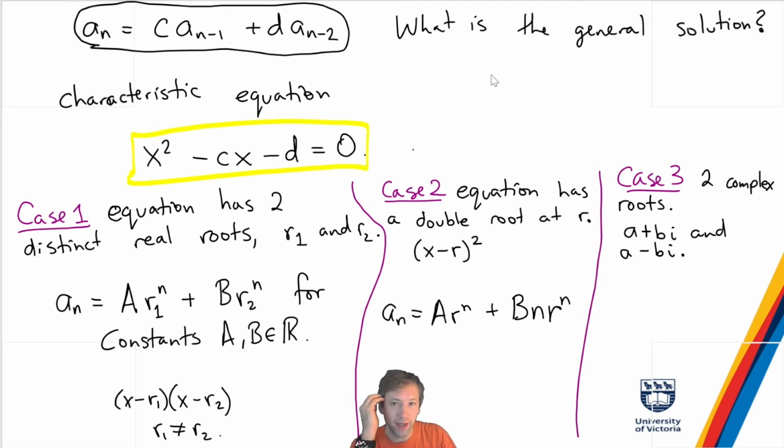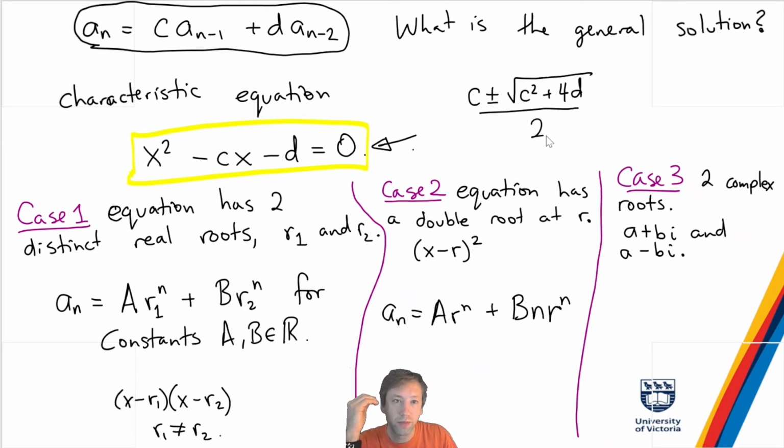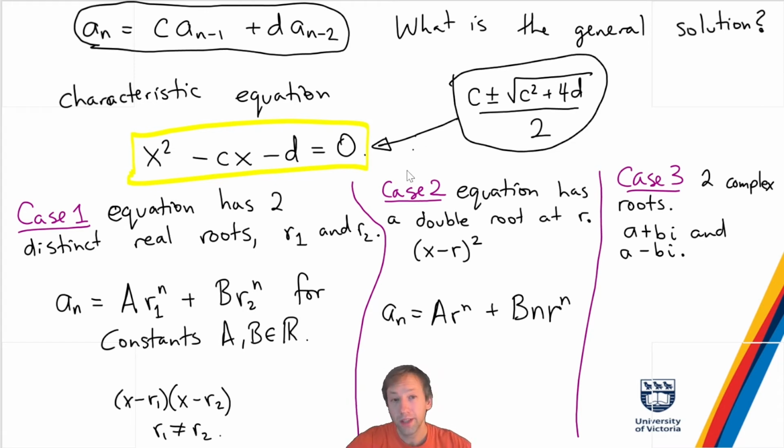Quadratic formula is like, suppose I take my characteristic equation and I apply the quadratic formula. So the roots are c plus or minus the square root of c squared minus 4 times negative d, so plus 4d, over 2, right? And basically, you can write down your thing like this, and if the thing under the square root is negative, then you have complex roots.